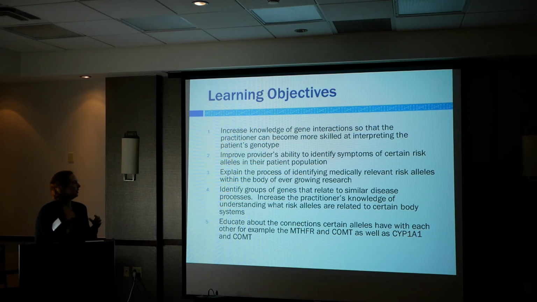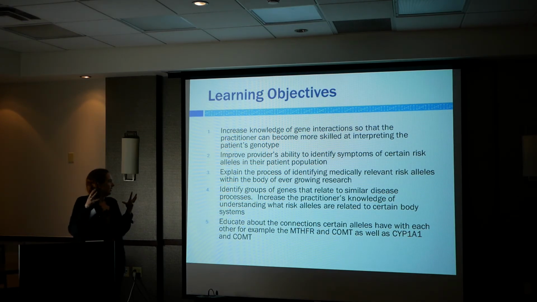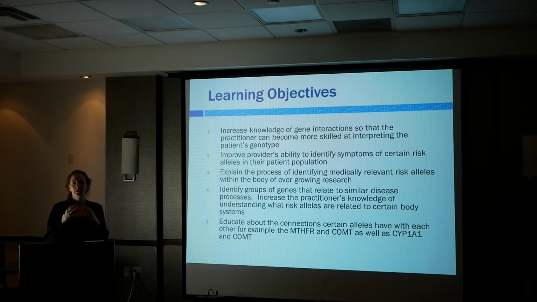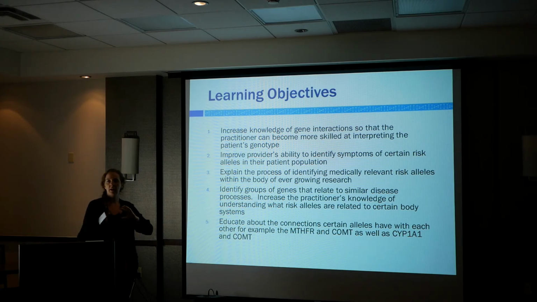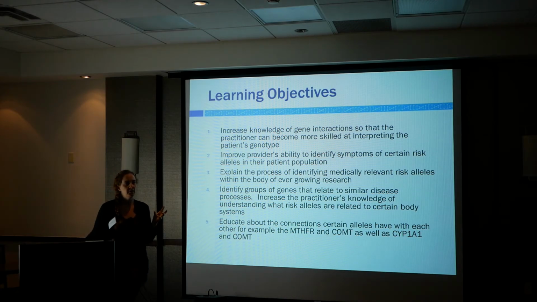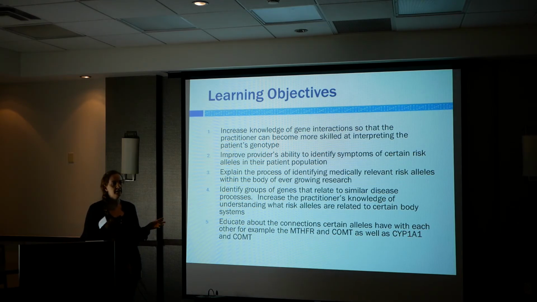Also, I want to talk about disease clusters, genes that are all associated with a certain specific pathway. An example would be weight management. I want to talk about a lot of the main genes that have been shown to be related to obesity. They have a lot in common, and they can sometimes interact.